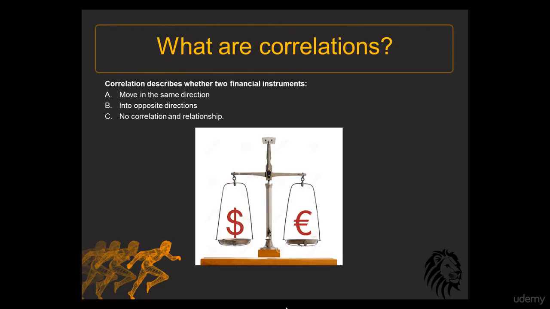What are foreign exchange currency correlations? Correlation describes whether two financial instruments A. move in the same direction, B. in opposite directions, and C. have no correlation or no relationship.